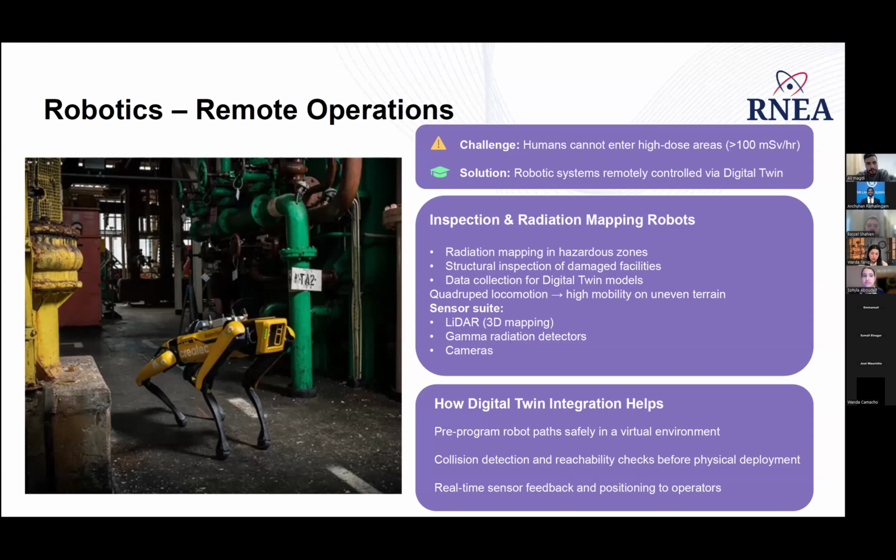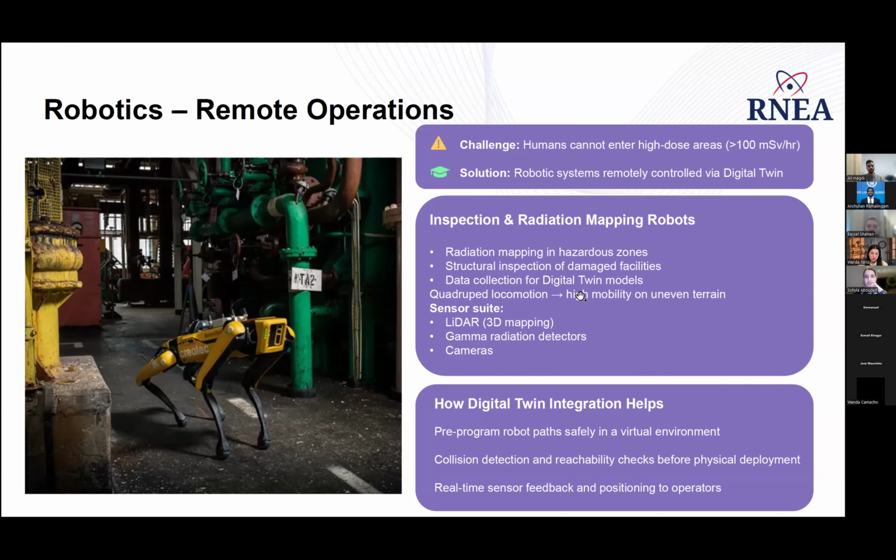Quadrupedal platforms can navigate uneven, debris-filled terrain that wheels or tracks might struggle with. They carry sensor suites, so LiDAR for 3D mapping, gamma detectors for radiation levels, and cameras for visual context. But here's where the digital twin adds value. Operators can pre-program robot paths in the virtual environment first. They can run collision checks, verify reachability, and rehearse the mission, all before the robot ever enters the zone. And during the actual operation, real-time sensor data feeds back into the model, giving the operator enhanced situational awareness. So it's not just a remote control, it's informed, predictive teleoperation.